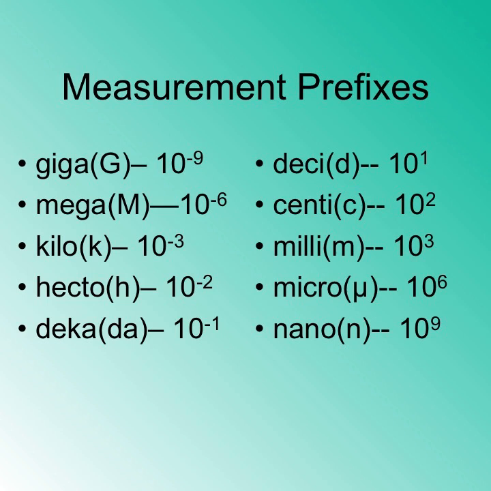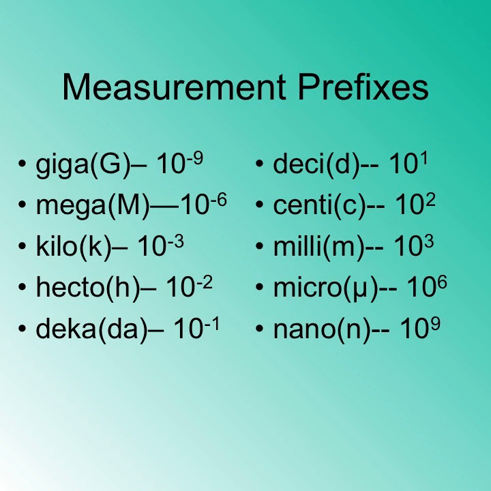Micro is a Greek letter mu. It looks like a backwards Y. And when I have 1, let's see what I want to use, mole, I will have 1 times 10 to the 6th micromoles. And then nano, lowercase n, when I have 1 gram, I'll have 1 times 10 to the 9th nanograms.